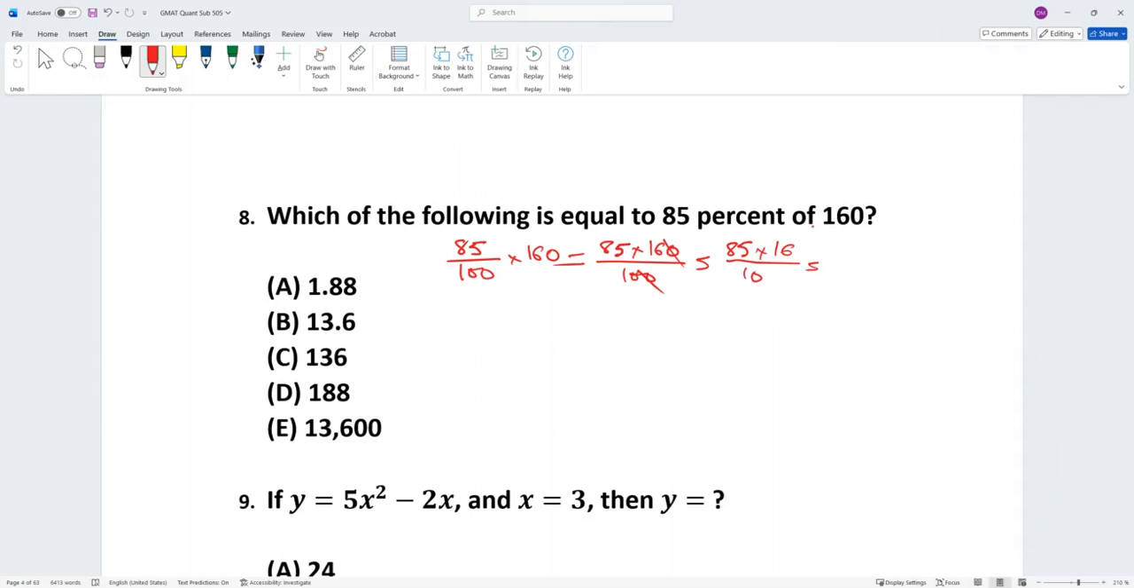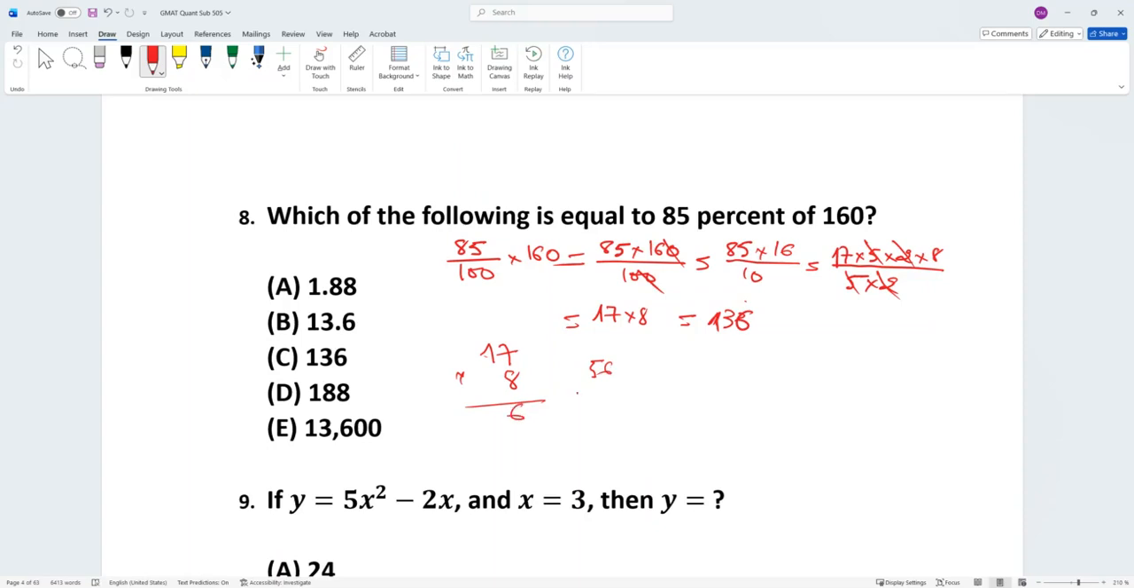We can also write this as 85 is equal to 17 times 5, times 16, which is 2 times 8, and then 10 is actually 5 times 2. And then we can simplify like this. In the end, we're going to have 17 times 8, which is equal to 136.